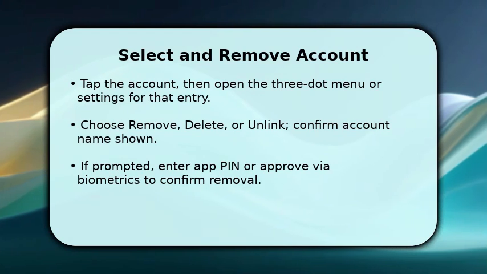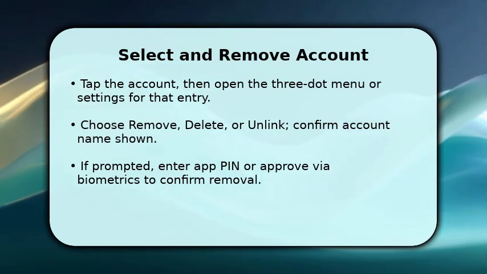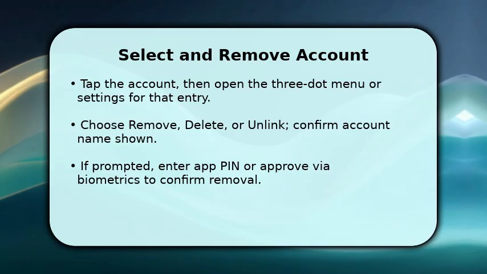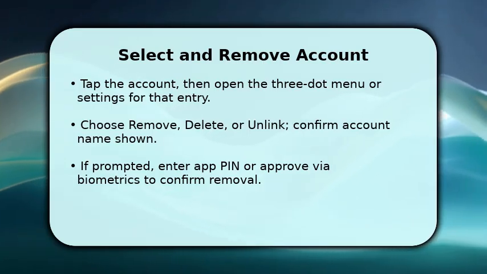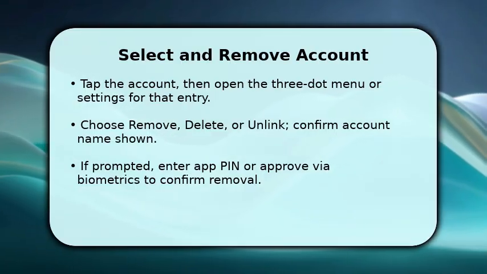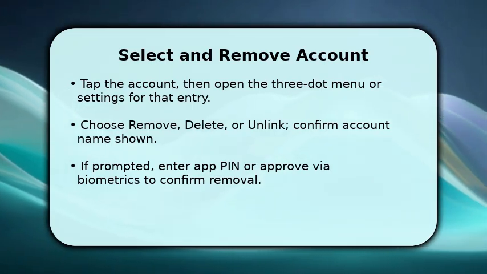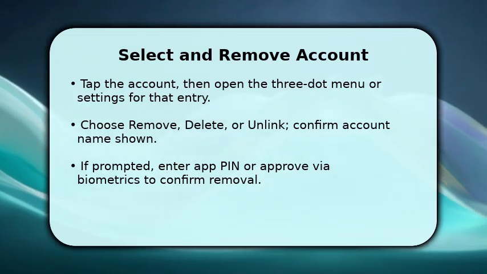Now you tap the specific account entry and open the Per Account menu, usually 3 dots or a gear icon, because removal lives in that submenu. Then select Remove, Delete, or Unlink. You confirm because the app wants to prevent accidental loss of codes. If the app asks for your PIN or biometrics, approve to complete the action.